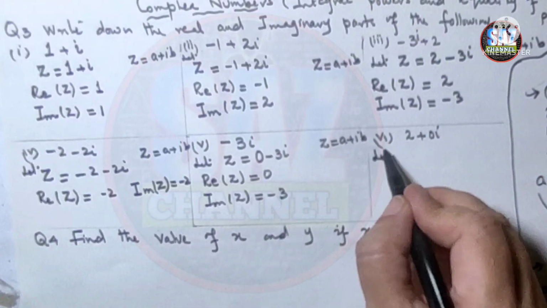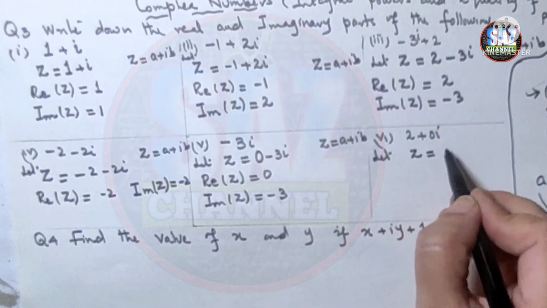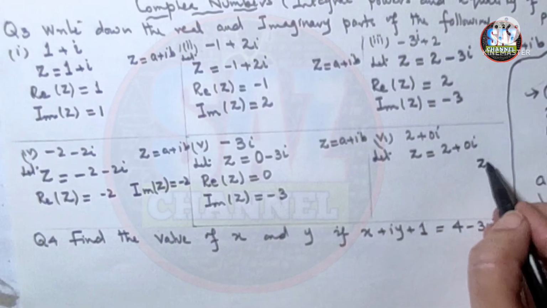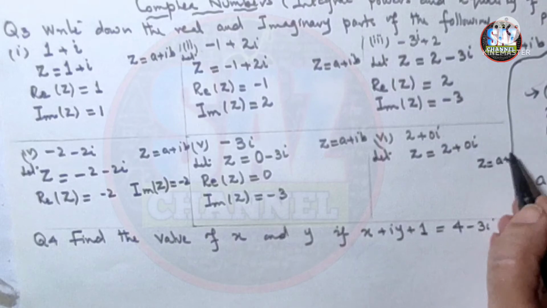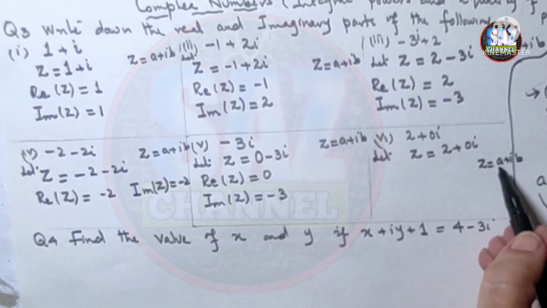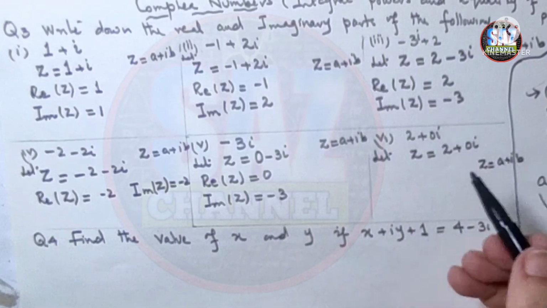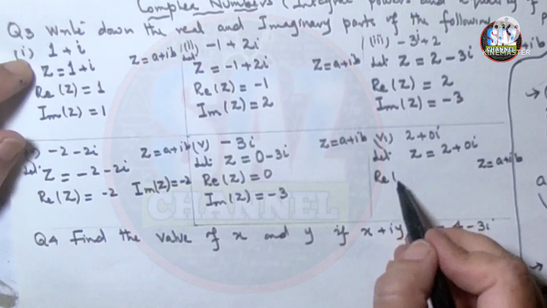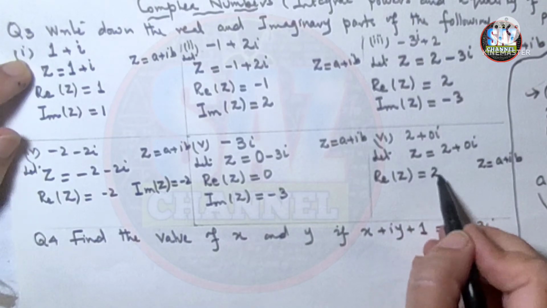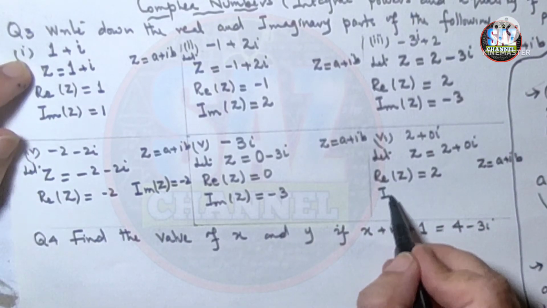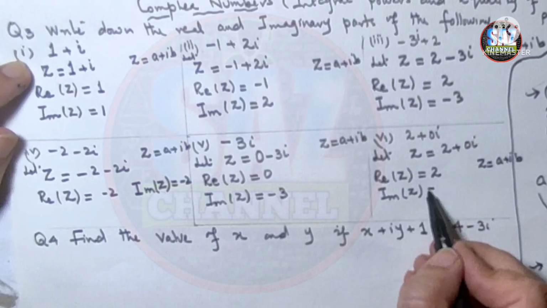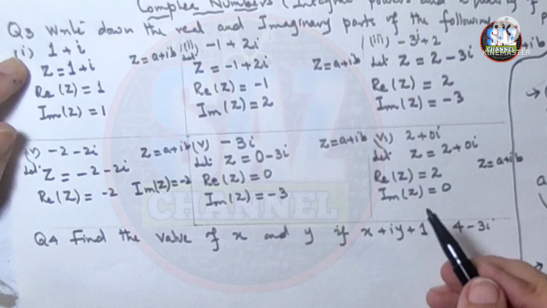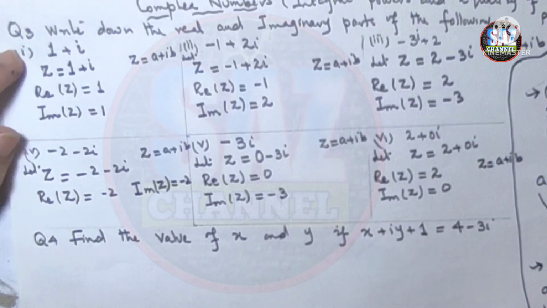And moving to the last part, z equals 2 plus 0 iota. What we have to do is compare it with the general or standard form of the complex number, where a is the real part and b is the imaginary part. Now real part of z will be equal to 2 and imaginary part is missing. Imaginary z is equal to 0. Very easy and important questions for your matric and 9th class board examination.